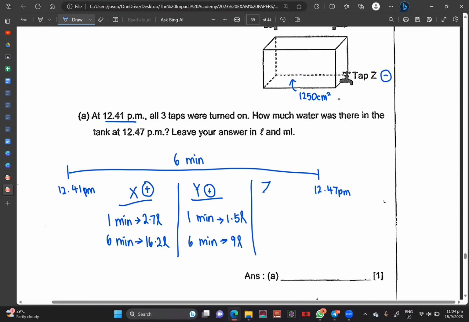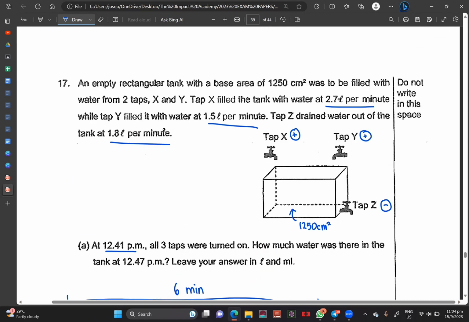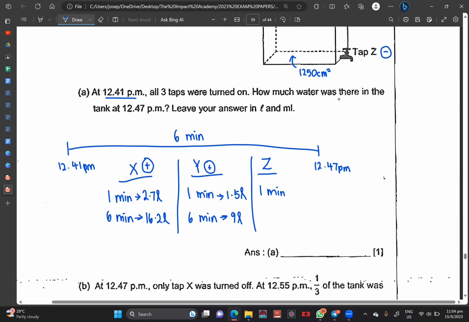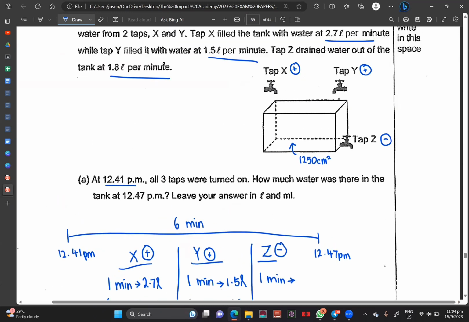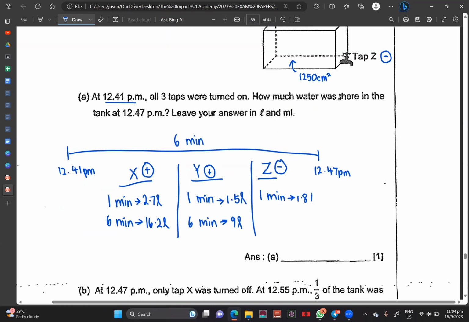And definitely for Z, every 1 minute, it will fill, I apologize, not fill, but Z will take out. So it's recommended that you put plus, plus, and then minus for Z, to remind yourself, because sometimes, as you're rushing, you might mix it up. So 1 minute is 1.8, therefore for 6 minutes it is 1.8 times 6, and we get 10.8 liters.